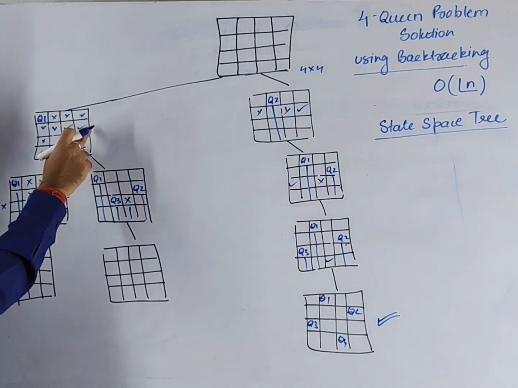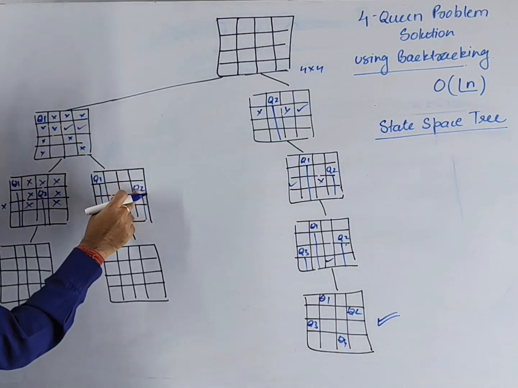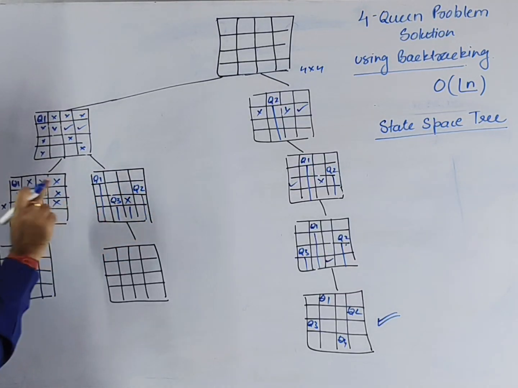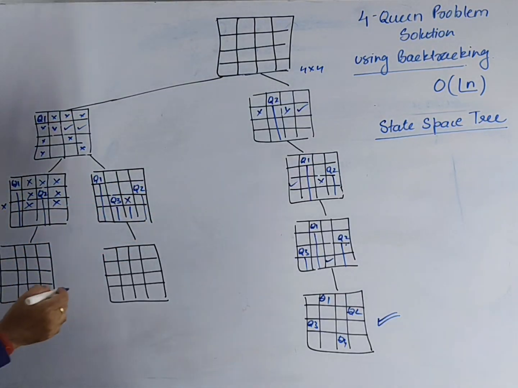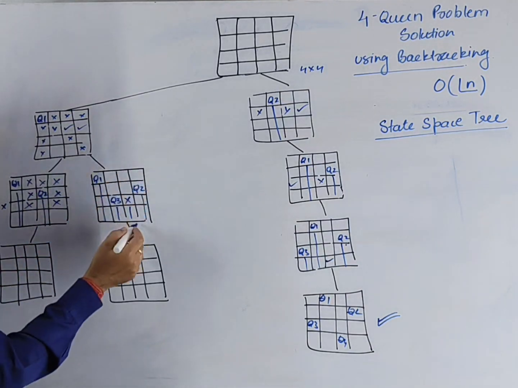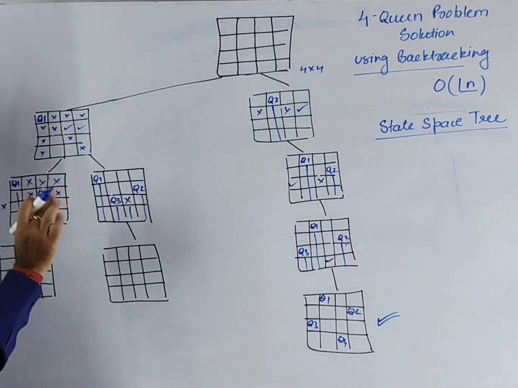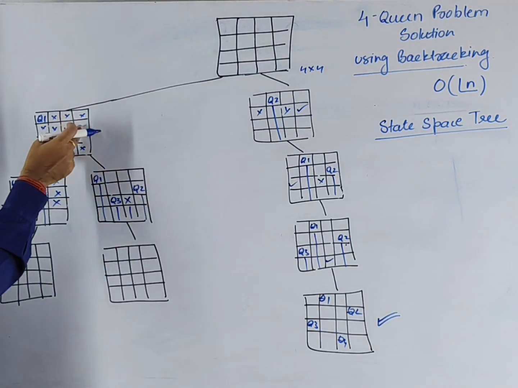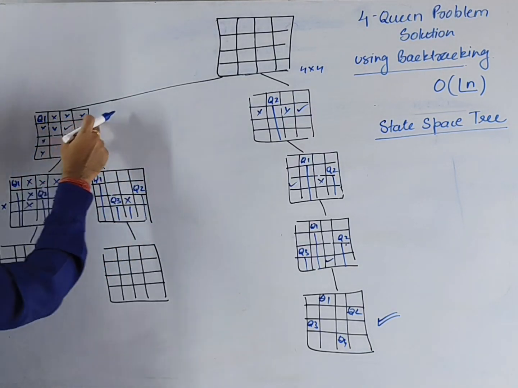Now we'll change the position of Q2, then Q2 will be here. Now we'll see where we can put Q3 in the next row. In the next row we can put Q3 here, because we know in the 4 queen problem we cannot put any queen in the same diagonal, in the same column, or in the same row. So Q3 here. In the next row we can see all the positions are blocked, so again we'll backtrack. Now we are not left with any other position, so we'll again backtrack.